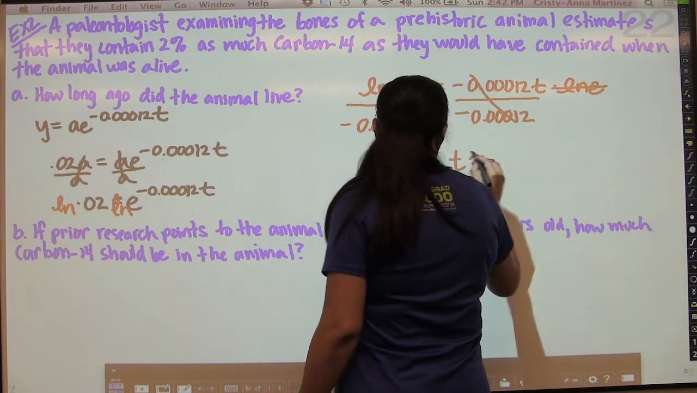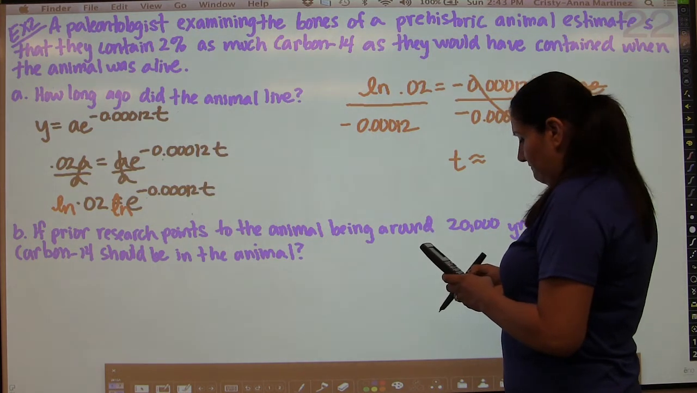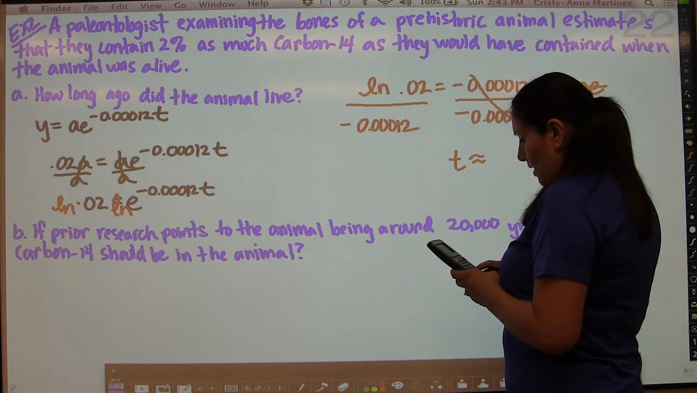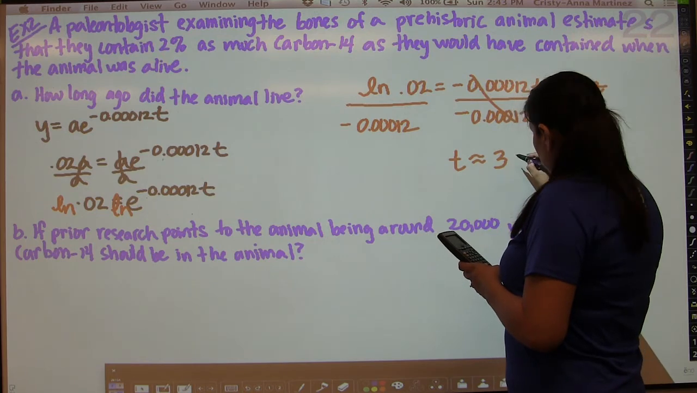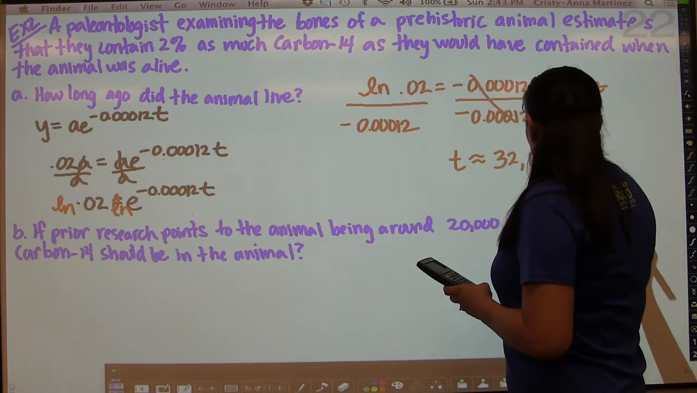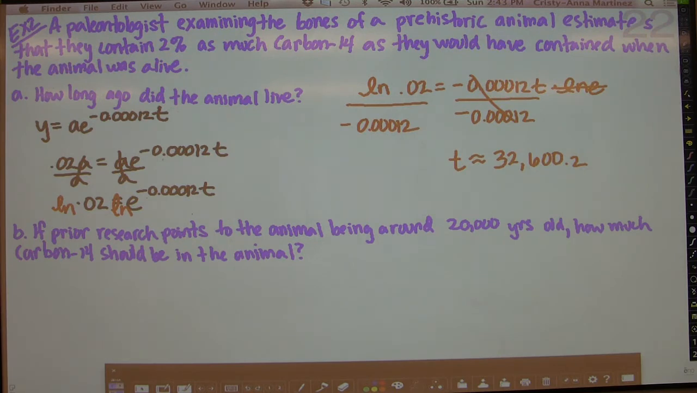And t is approximately, let's see here, ln of 0.02, and then divide that by negative 0.00012, and we get 32,600.19, but basically 32,600 years. Alrighty, so to answer the question, the animal lived about 32,600 years ago.